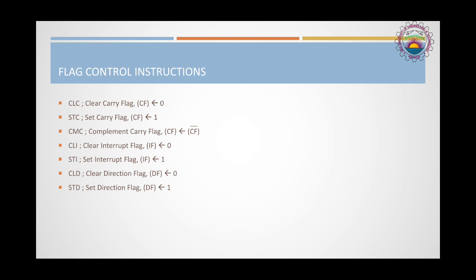Now there are two instructions for setting and resetting the direction flag. If you execute the CLD instruction, clear direction flag, that will assign logic 0 to the direction flag. Otherwise, if you want to set the direction flag, you have to execute the STD instruction, set direction flag. After execution of STD, the direction flag will have logic 1.